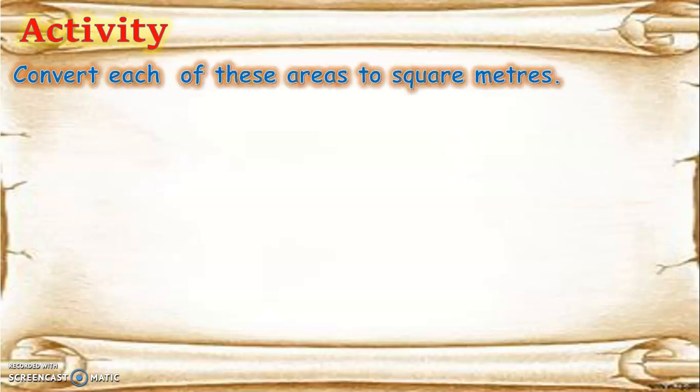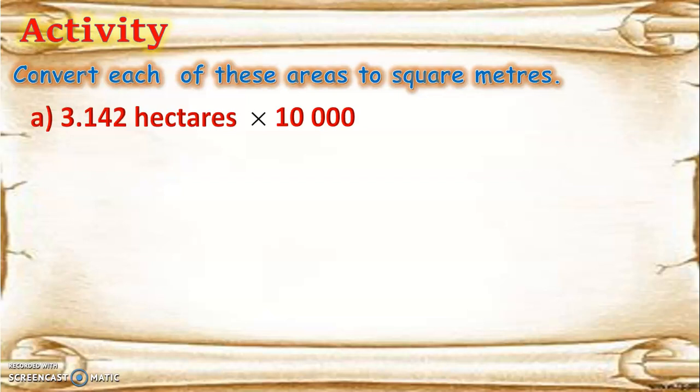Next activity, convert each of these areas into square meters. So opposite to the first activity, in this part, the given will be hectares, then we will change it into square meters. So first, the given is 3.142 hectares. In order to change it into square meters, we need to multiply it by 10,000. So if we multiply 3.142 hectares, it is equal to 31,420 meters squared.